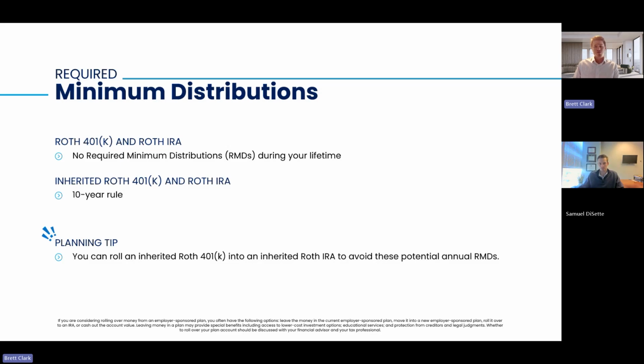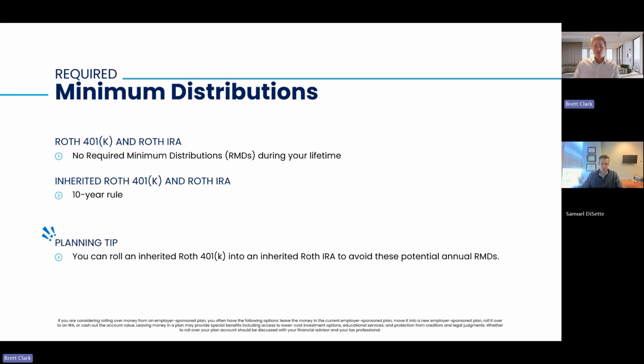There are distribution rules on inherited Roth accounts, however. So if you inherit a Roth IRA as a non-spouse beneficiary, so for example, you inherit it from your parents, let's say that, there are no RMDs from the Roth IRA, but you do have to take the entire balance out of the account by December 31st of the 10th year following the owner's death.